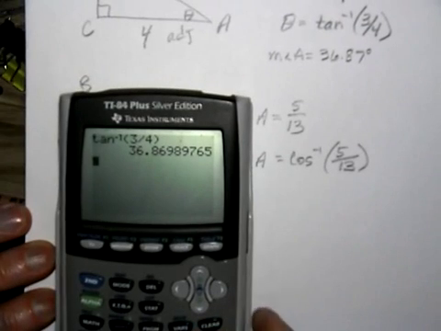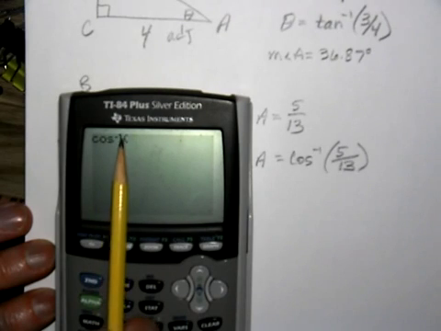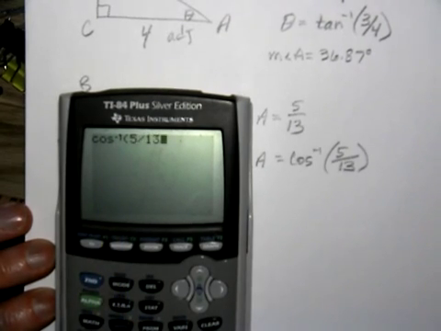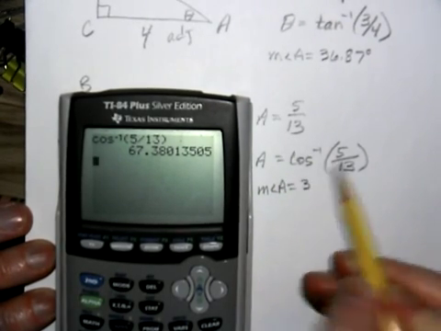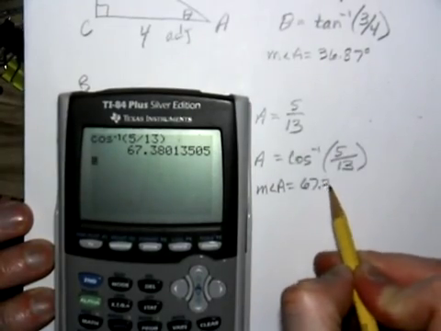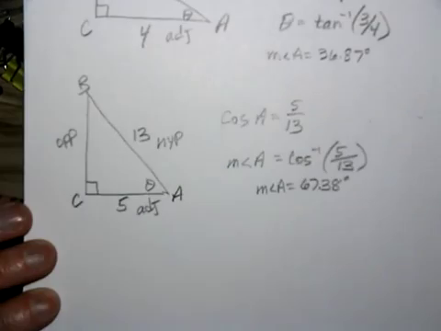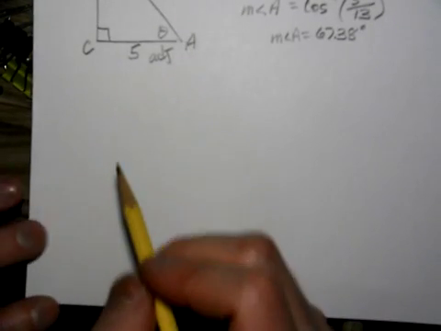We take our calculator. Be sure you're in degree mode. Cosine inverse, you have to be sure it says -1. 5 divided by 13. That gives us 67.38. So the measurement of angle A equals 67.38 degrees. If you know two sides of your right triangle, you can calculate the angle by doing the inverse. I'll do a last example.